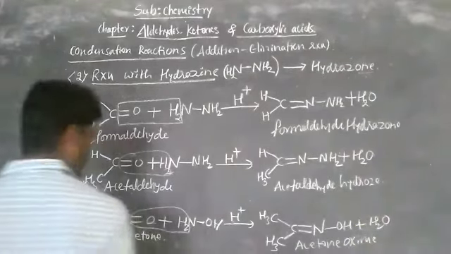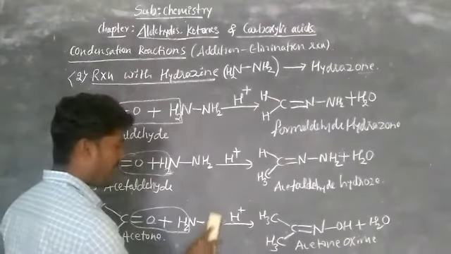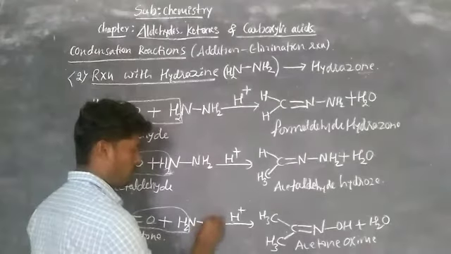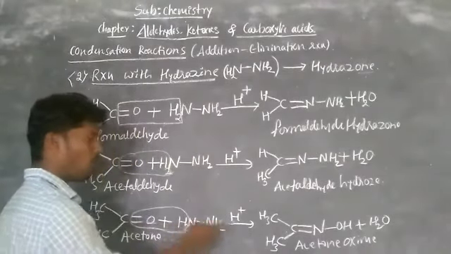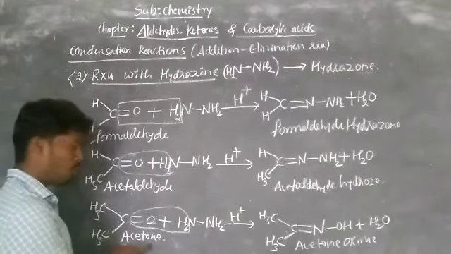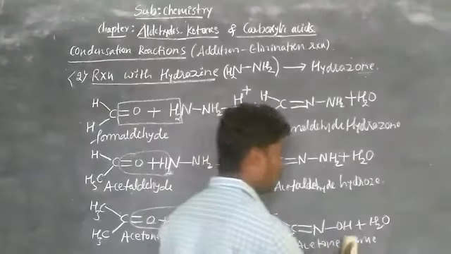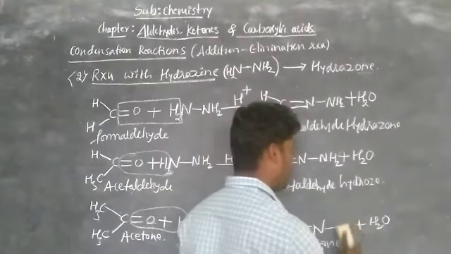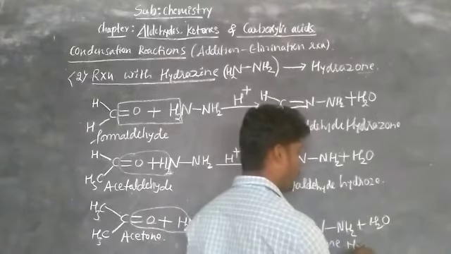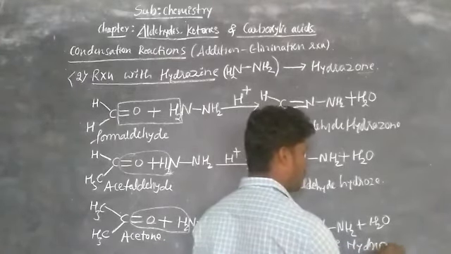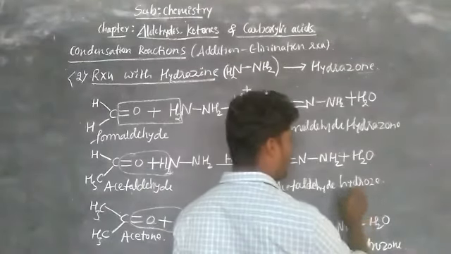Is there any doubt, students? See here, acetone. Again, this reacts with NH2 bond NH2, that is hydrazine. Acetone hydrazine becomes hydrazone. That is acetone, in place of O, write N-NH2. Always remember, hydrazine gives hydrazone.